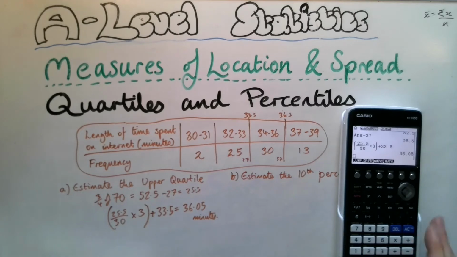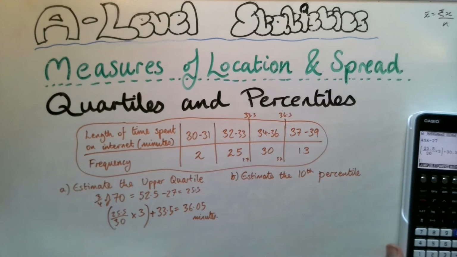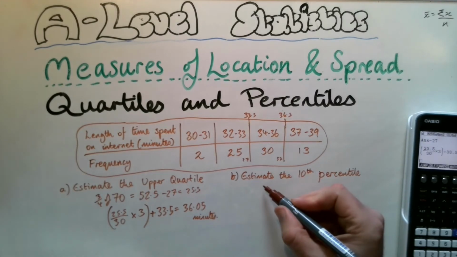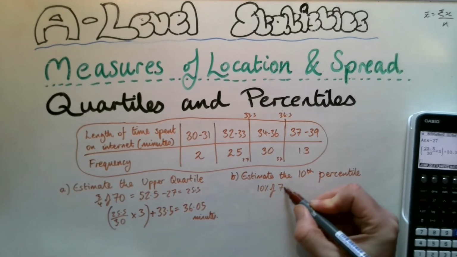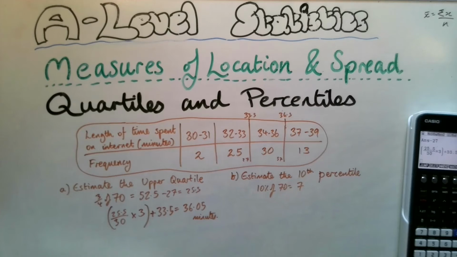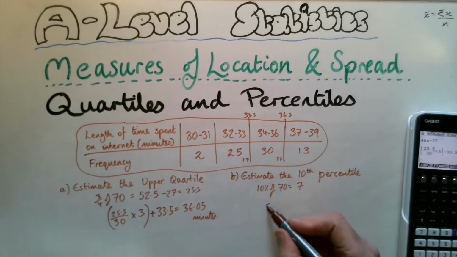Now that's nice. How about the 10th percentile? The 10th percentile is just the same idea. We've got 70 people. 10% of 70 equals 7. So I want the 7th person in here. Now I've got 2 people there. 5 more gets me to 7. So I want 5 out of the 25 that are there. So that's 1/5, isn't it?